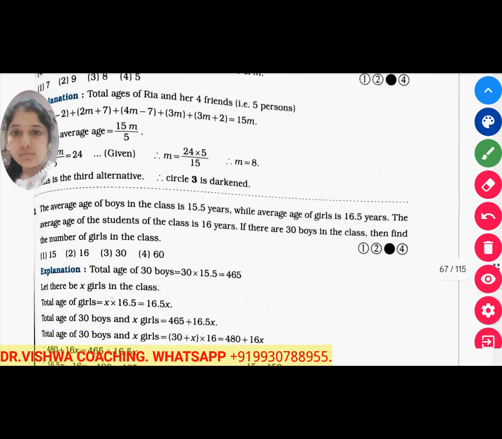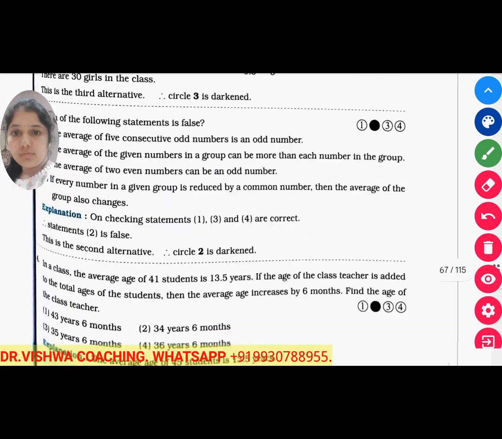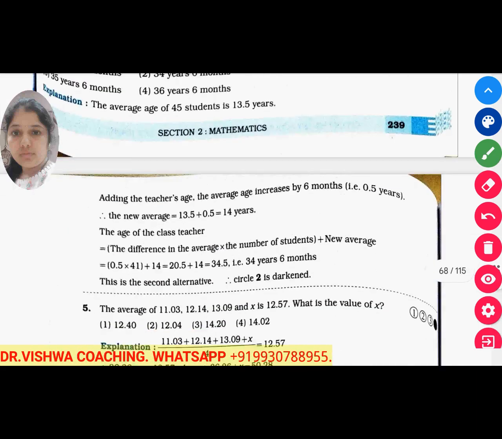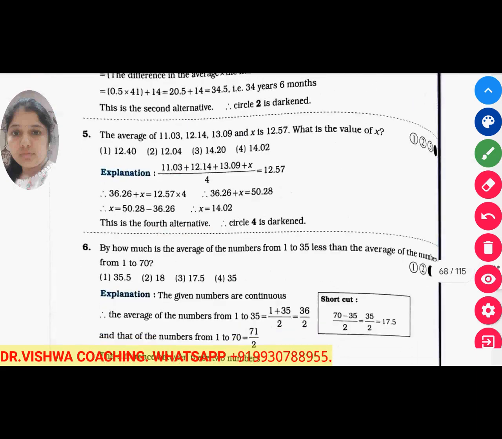Now we'll directly move to the practice exercise. We take some sums. It is a very easy chapter, so you can all try at home on your own.